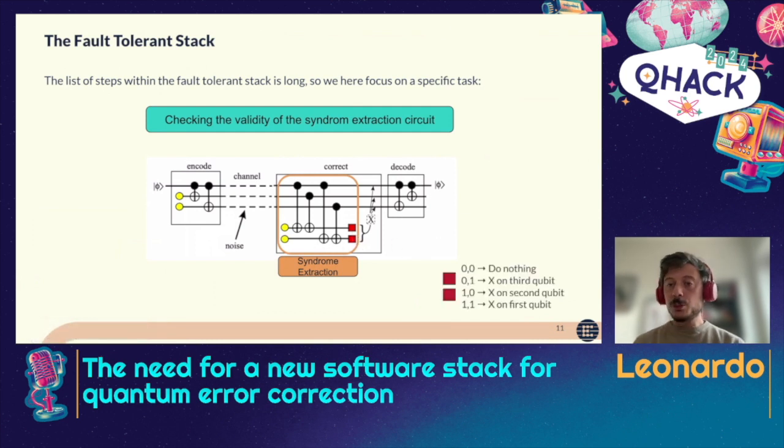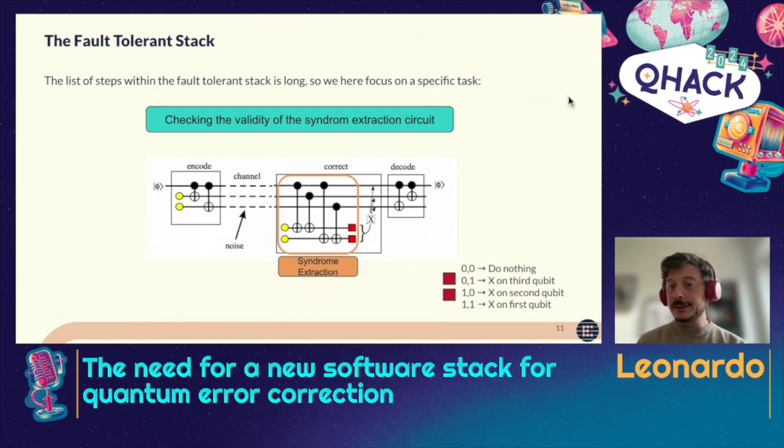Now, what happens when I perform the measurements? I get a bit string. So if I get 0, 0, I know that I shouldn't do anything. If I get 0, 1, it means that I need to do an X correction on my 3rd qubit here. And if I get 1, 0, it will be an X correction here on the 2nd qubit. And if I get 1, 1 in my outcomes, an X correction here.